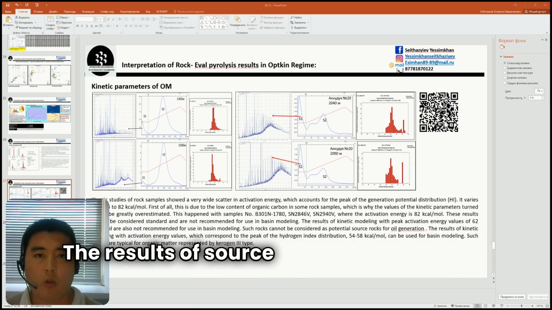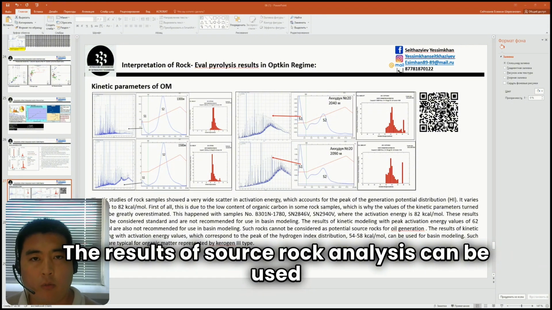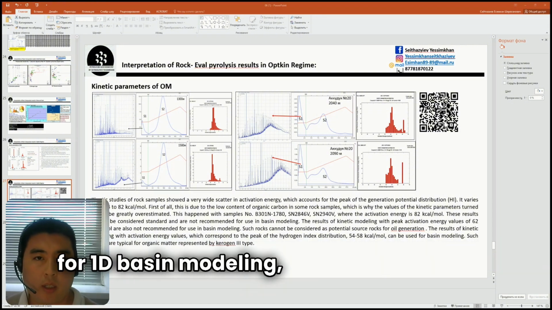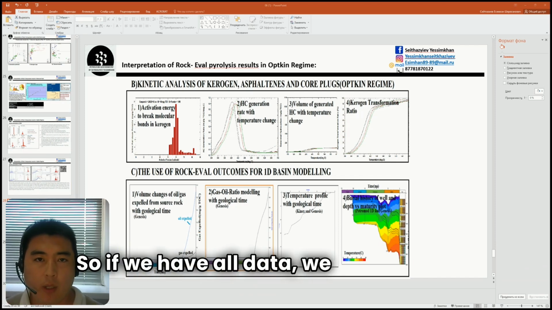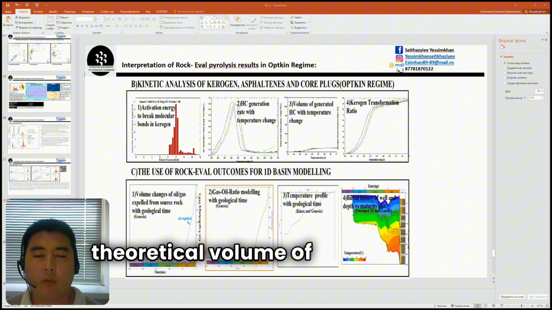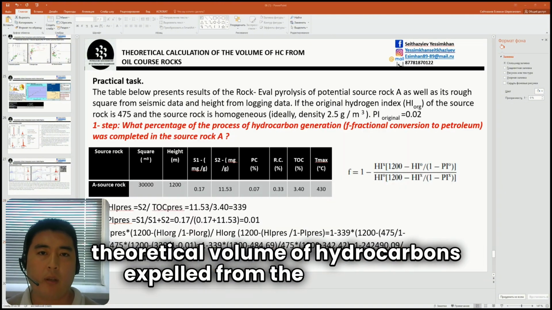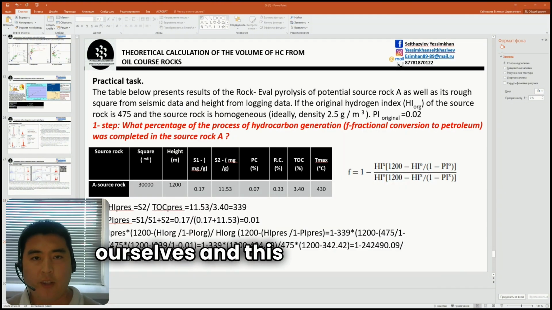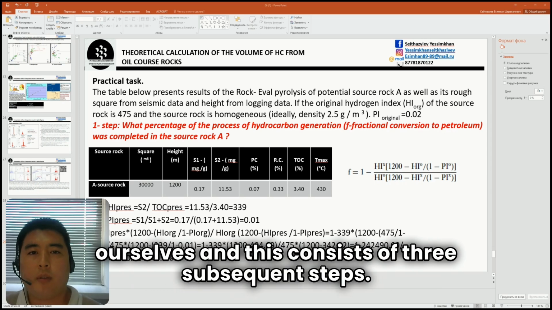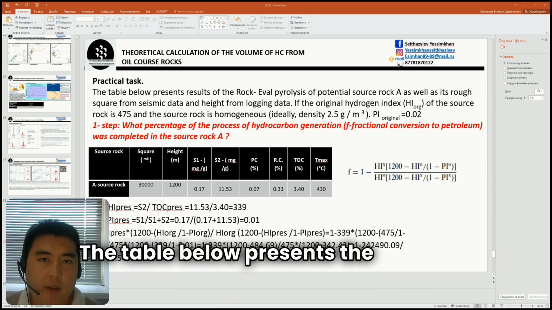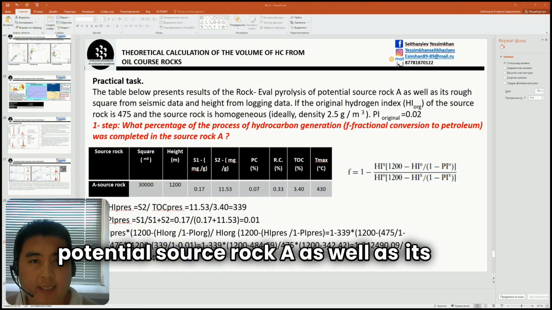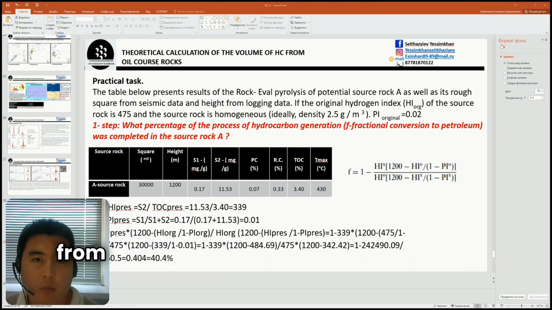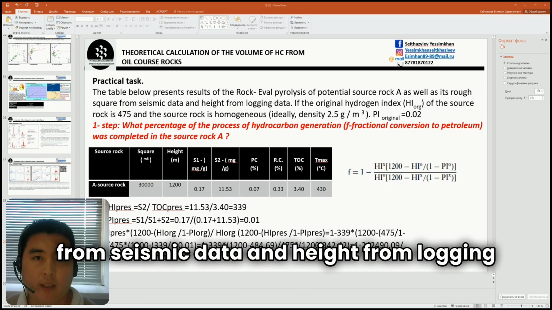The results of source rock analysis can be used for 1D basin modeling, as you can see here. So if we have all data, we can calculate the theoretical volume of hydrocarbons expelled from the source rock ourselves, and this consists of 3 subsequent steps. The table below presents the results of Rock-Eval pyrolysis of potential source rock A as well as its rough area from seismic data and the height from logging data.